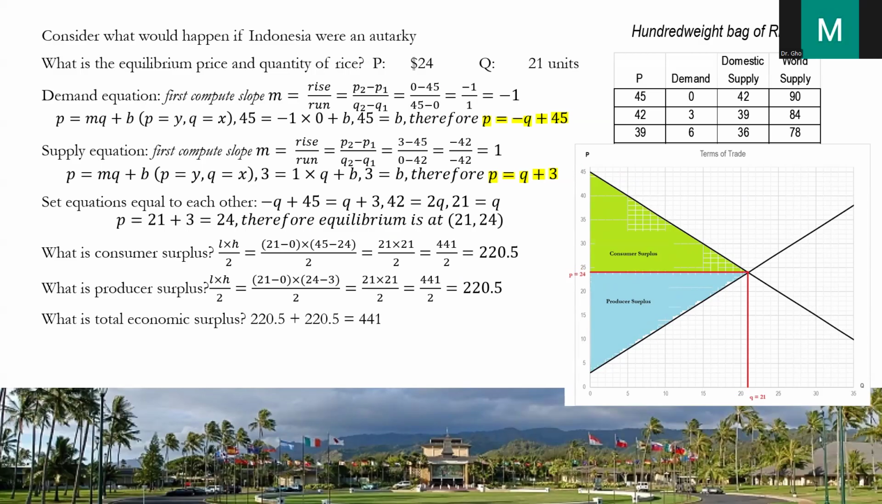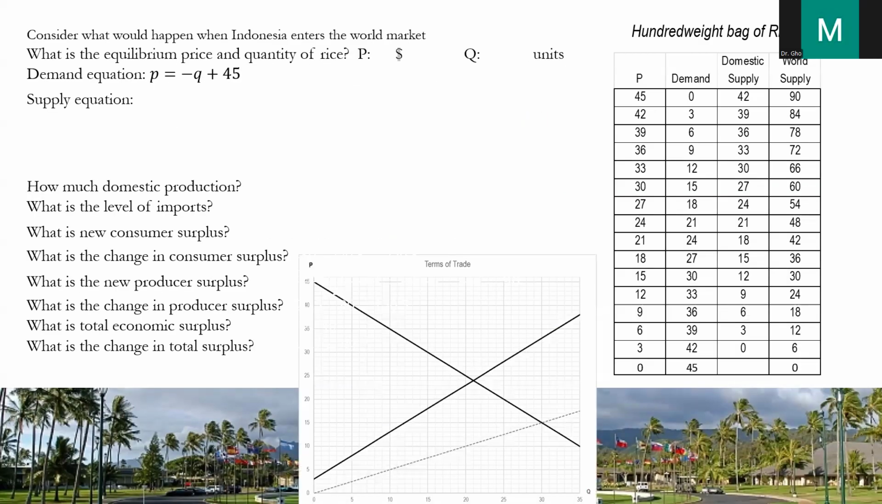Let's make it a little bit more interesting. Let's say Indonesia enters the world market and engages in international trade. Because Indonesia produces so much rice, the world market is going to have some slope. It won't just be a price taker.